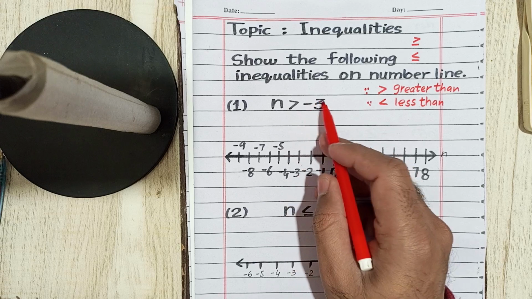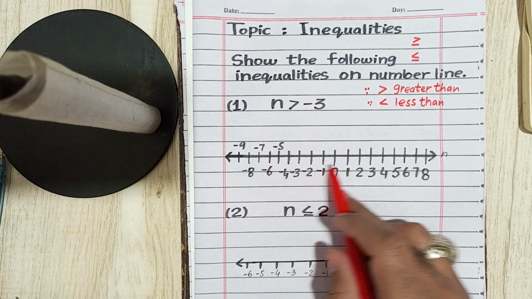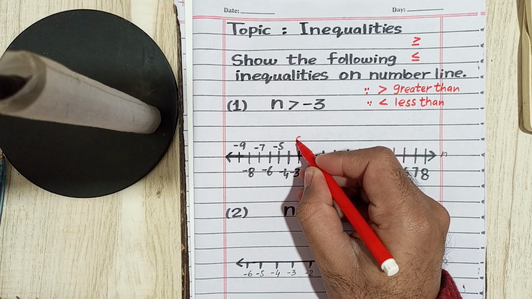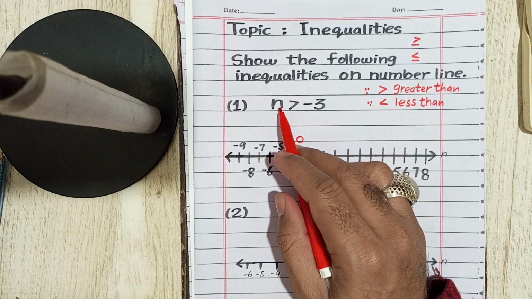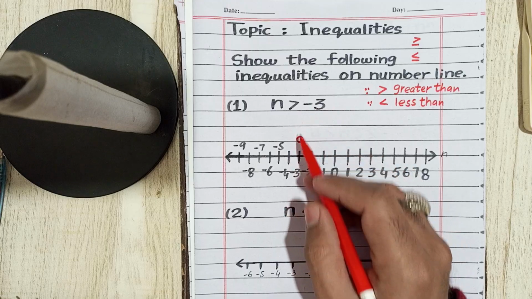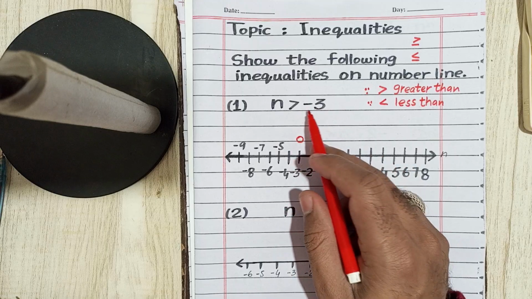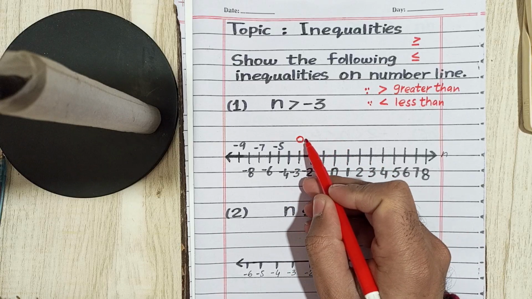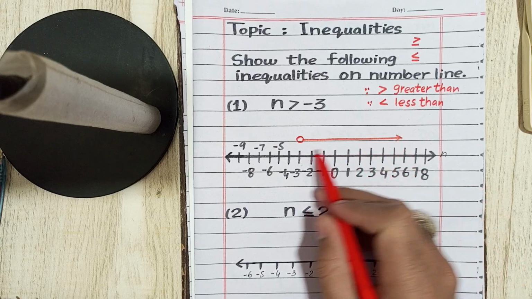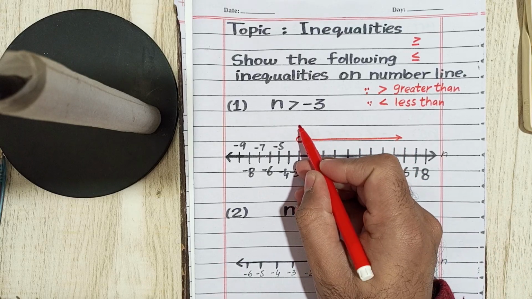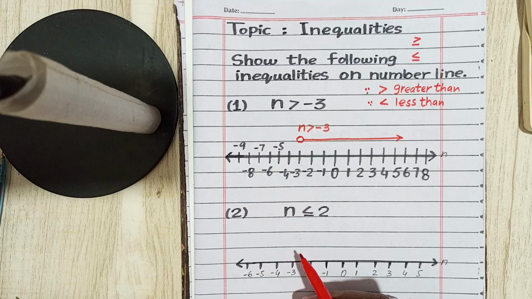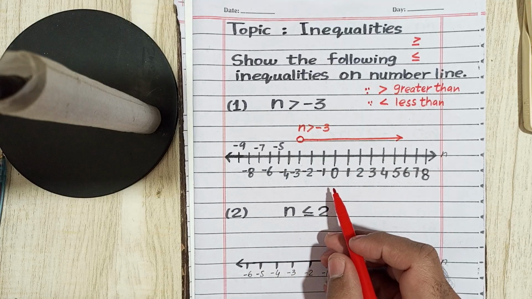Now we show negative 3. So where is negative 3 on number line? So here we have a negative 3. And n greater than negative 3, so it means here we have a negative 3 and we move to the greater side. So we make an arrow like this. So this shows n greater than minus 3. So I hope you got it.